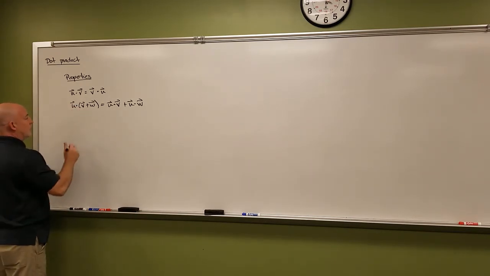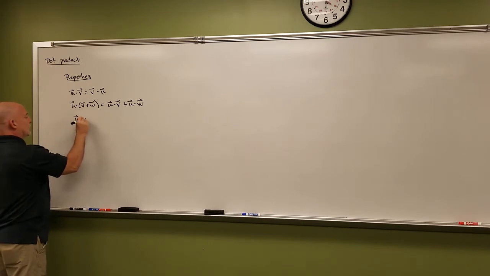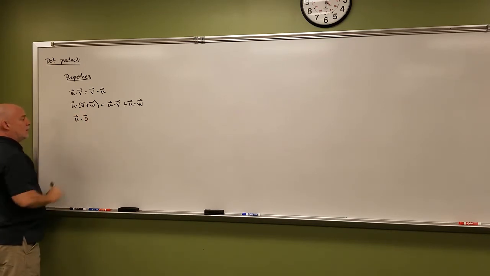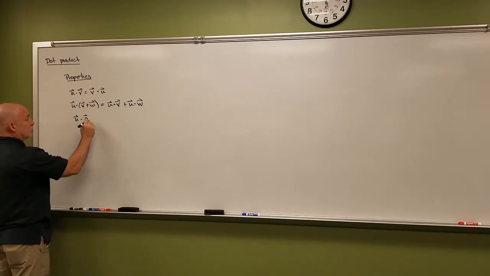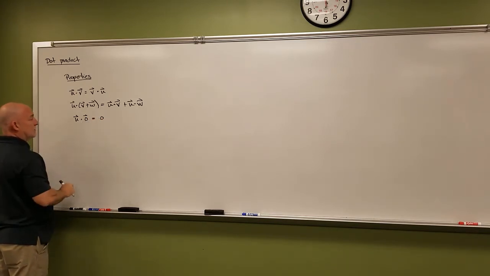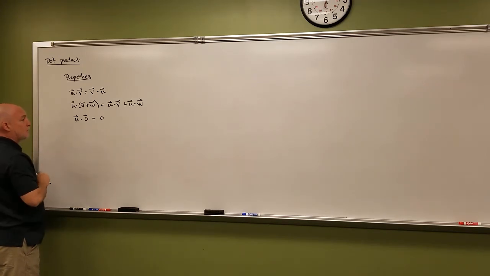What if we have something times 0? Now again, to do the dot product, that would have to be the 0 vector. Of course, that's just a vector full of zeros. Well, of course, that would just be the number 0 this time.